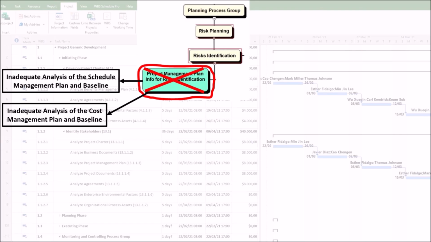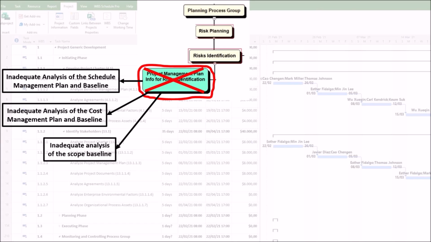2. Inadequate analysis of the cost management plan and baseline. If you fail to identify financial vulnerabilities and the impact of cost-related assumptions, you may encounter risks such as our budget contingency reserve is only 5%, but historical data for projects of this complexity suggests that a 15% overrun is likely, which may go unnoticed. In this case, the project will unexpectedly run out of money.